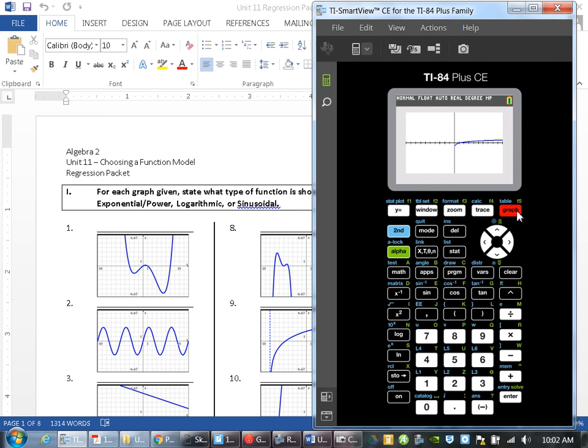Logarithms had a vertical asymptote. Remember that? They had a vertical asymptote and then they just took off. Whereas exponential ones, take a look at e to the x. It had a horizontal asymptote and went up. That was the difference.